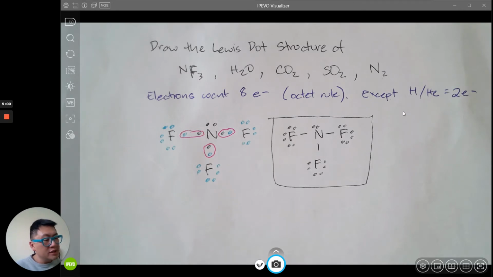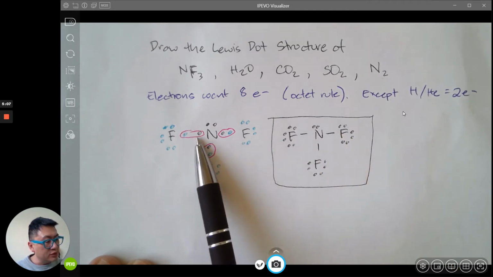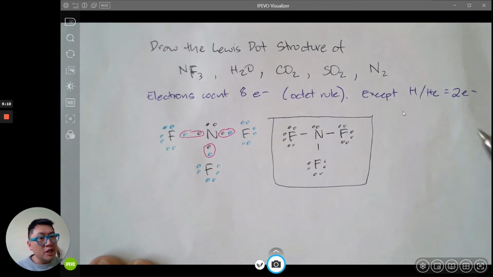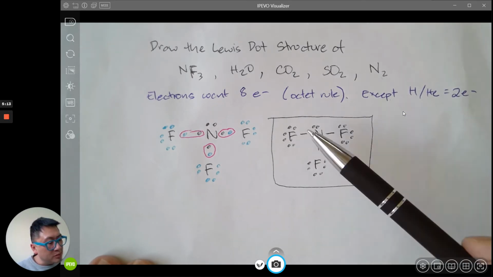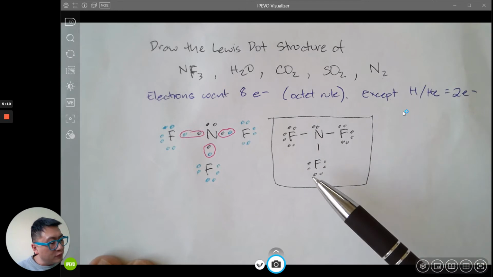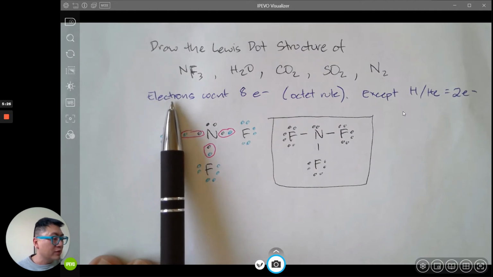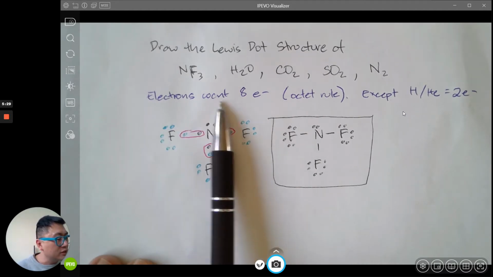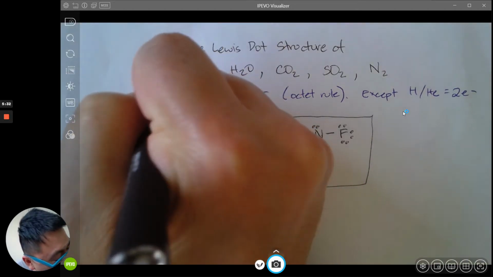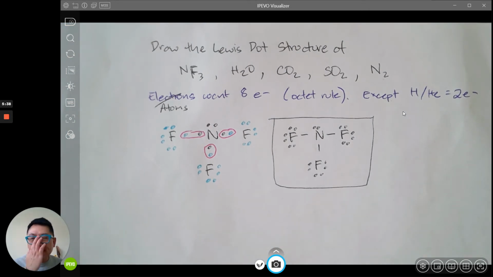All atoms have 8 electrons. If you were to count, every line is 2 electrons. You see that 2 electrons? That's that line. Those 2 electrons, that's that line. So each atom, fluorine here, 2, 4, 6, 8. Nitrogen in the middle, 2, 4, 6, 8. Fluorine on the left, 2, 4, 6, 8. Fluorine on the bottom, 2, 4, 6, 8. Everything has 8 electrons. I shouldn't say electrons want 8 electrons. Atoms want, maybe that's poorly written. Each of the different atoms wants 8 valence electrons. All right, so that's the Lewis dot structure of nitrogen trifluoride.